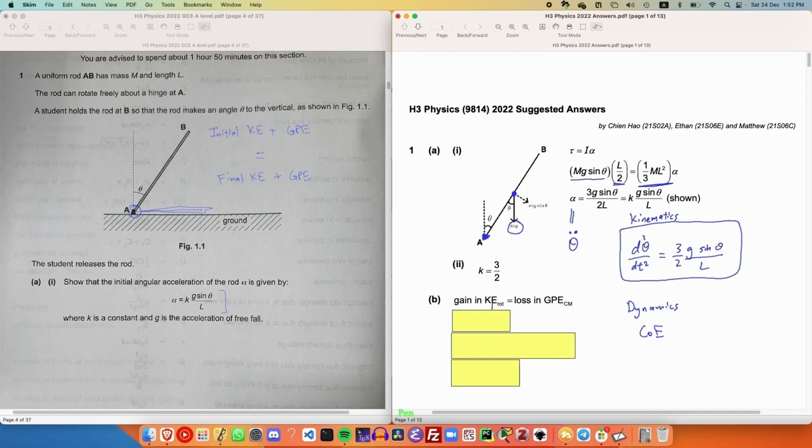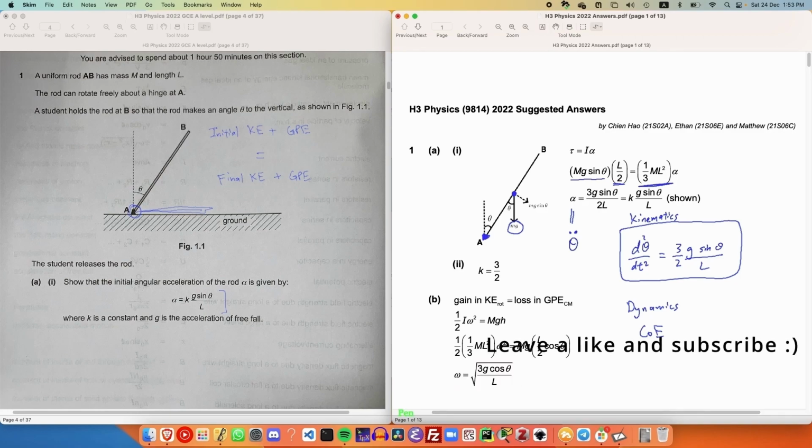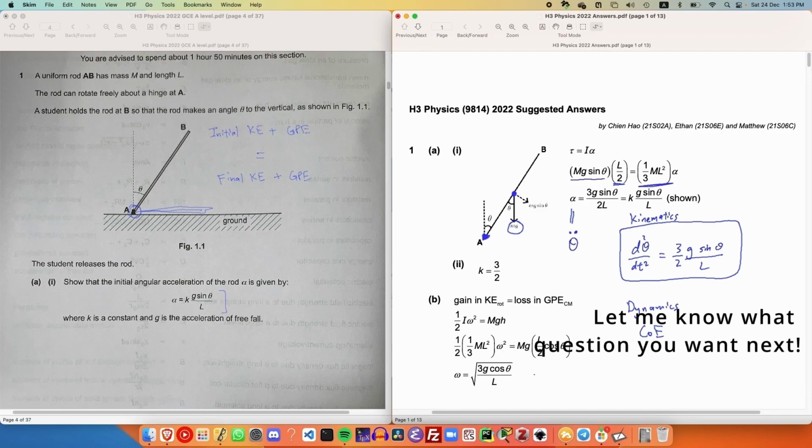The expression for kinetic energy is half I omega squared, and the expression for GPE is mgh. Substituting in the value for I and solving for omega gives us the following expression. I'll leave it to you to do dimensional analysis as a sanity check that the units make sense.